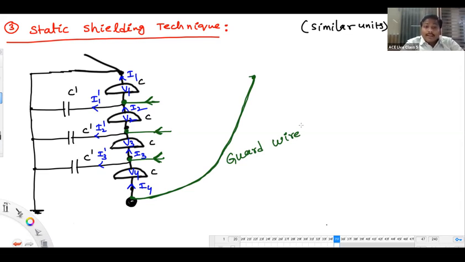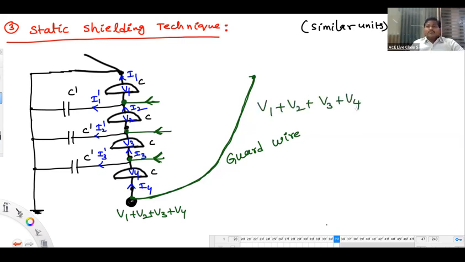Guard wire. And what is the operating potential of this guard wire? It will be the same as that of the conductor voltage. Could you please tell me, what is the conductor operating voltage? Conductor operating voltage will be the summation of these voltages, so called V1 plus V2 plus V3 plus V4. So the guard wire voltage is also the same: V1 plus V2 plus V3 plus V4.